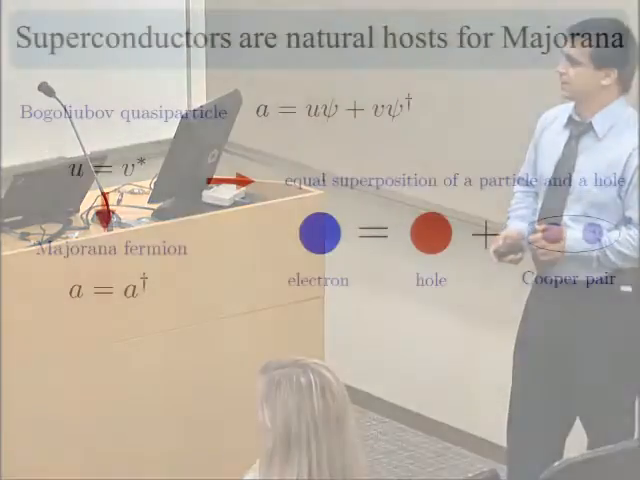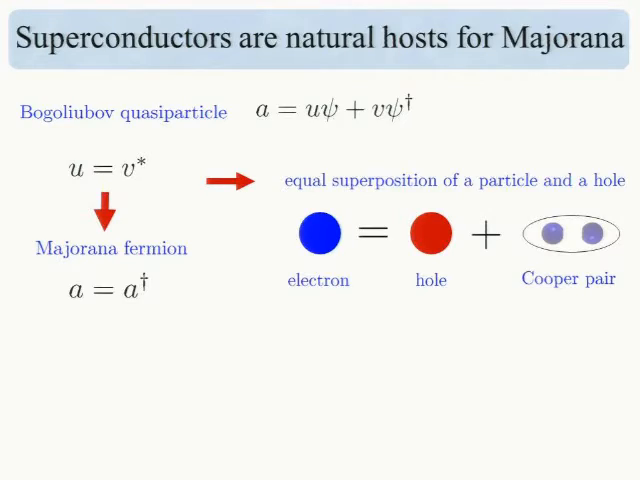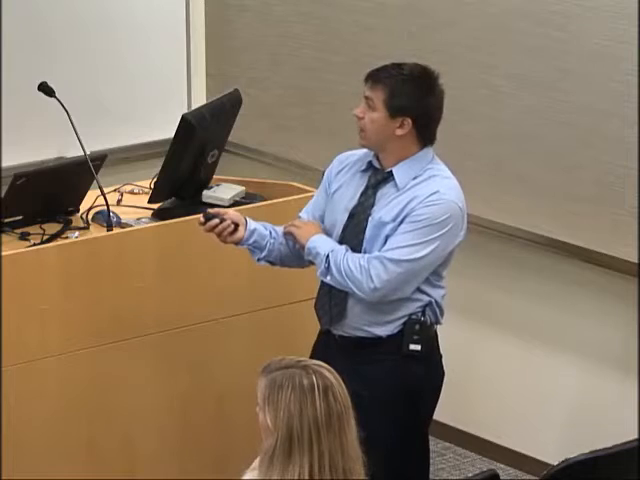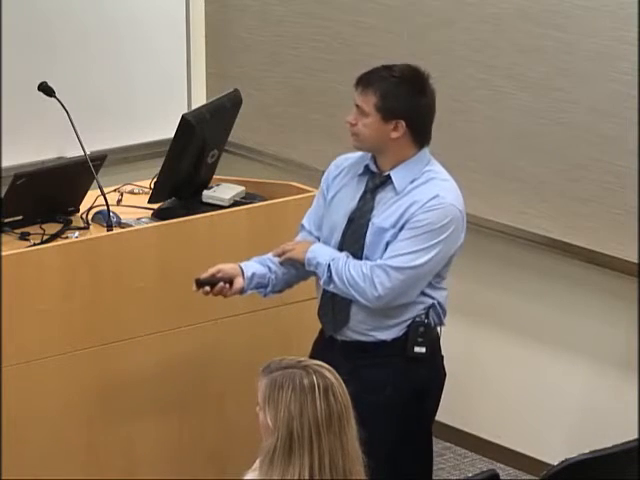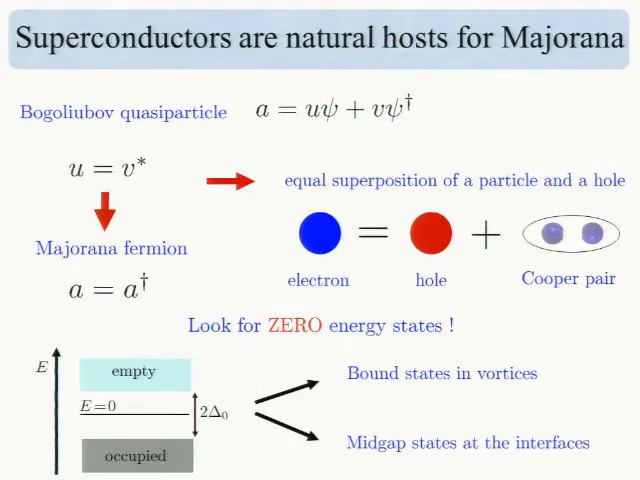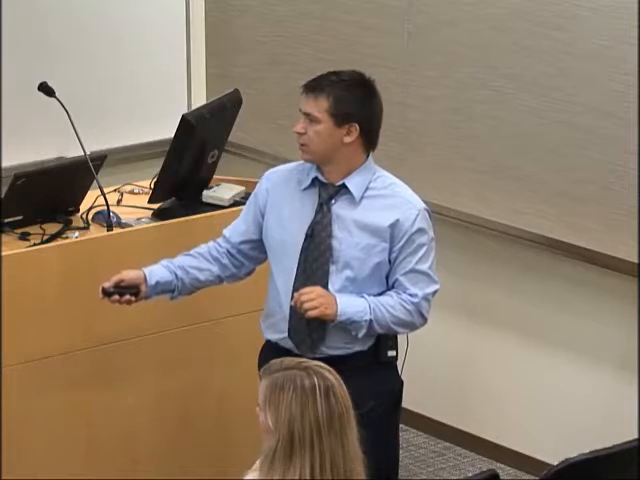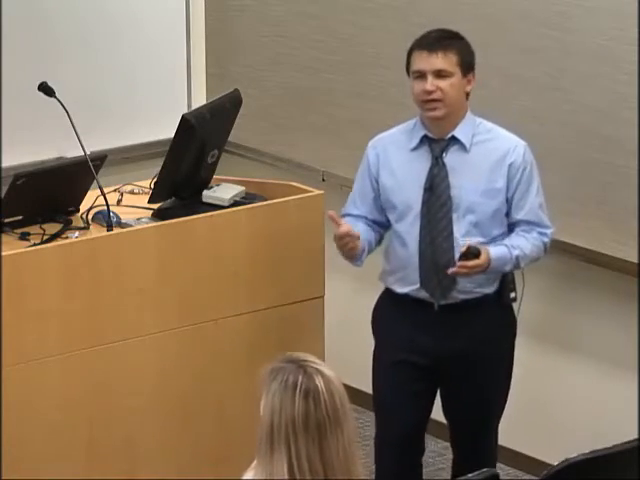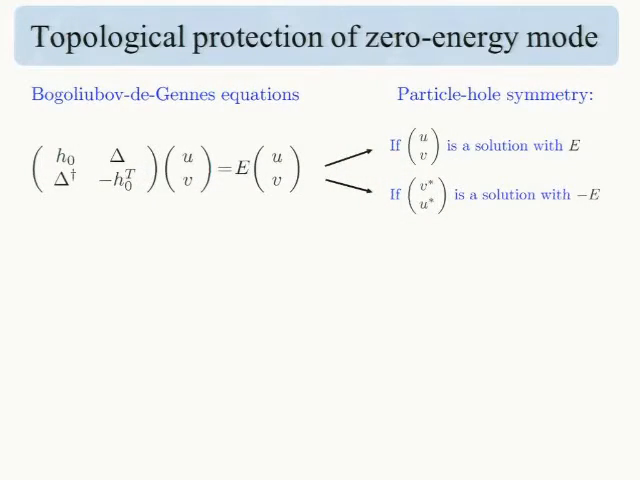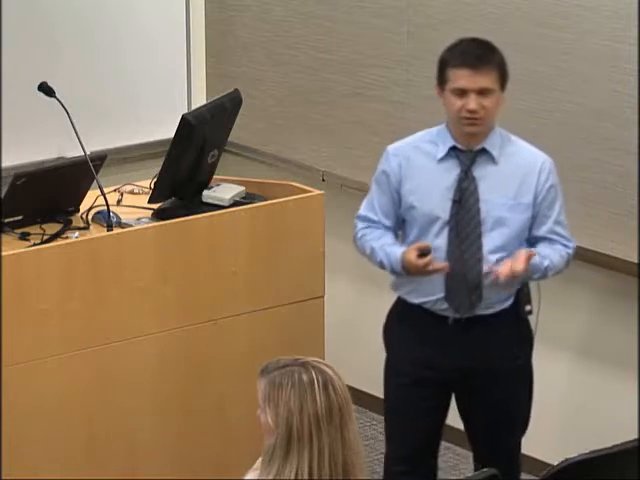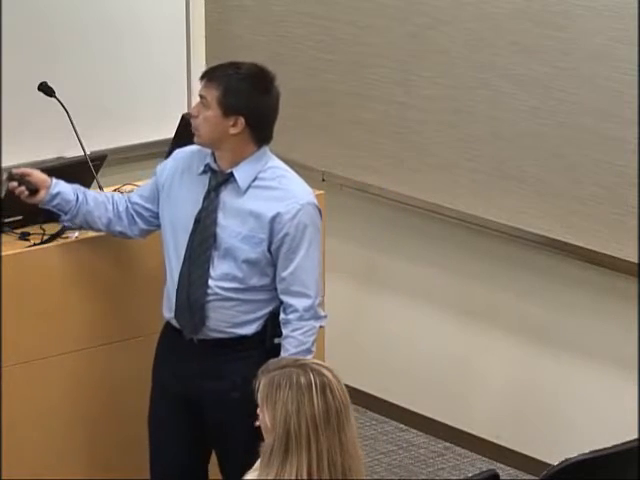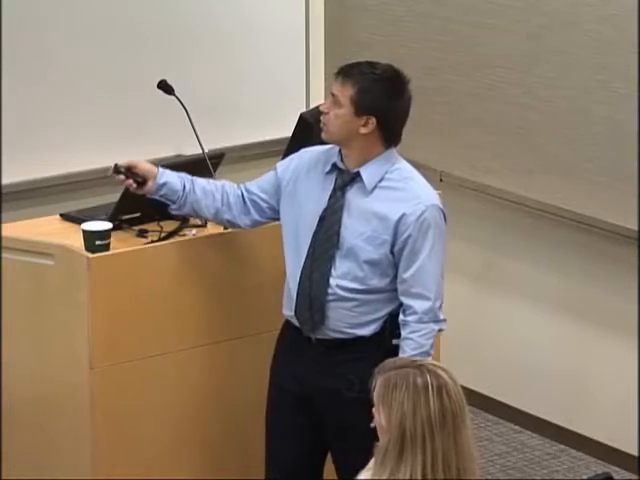So where do we find these states at zero energy? Where do we find states with such properties? We find them whenever we have an equal superposition of a particle and a hole. And where do we find such a superposition? Essentially somewhere between the empty and occupied band, somewhere here. So we have to look at zero energies. If you find a state at zero energy, such a state by construction will have these properties. And the reason is something fundamental in the theory of superconductivity. There is a certain symmetry in the theory of superconductivity, called particle-hole symmetry. This symmetry tells you that if you have a solution which corresponds to energy E, then there should be another solution which corresponds to energy minus E.